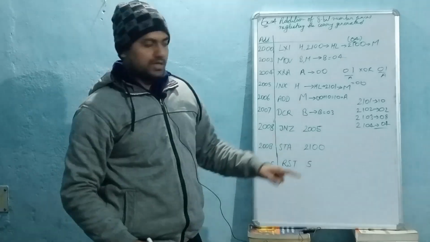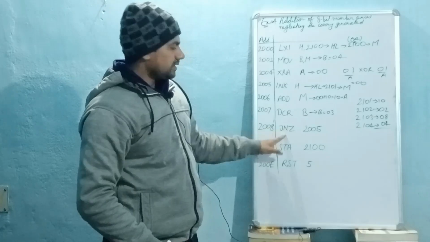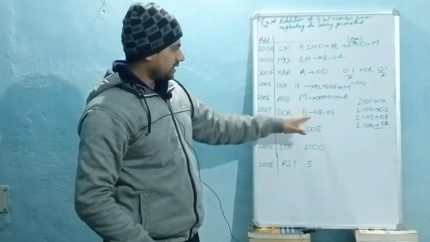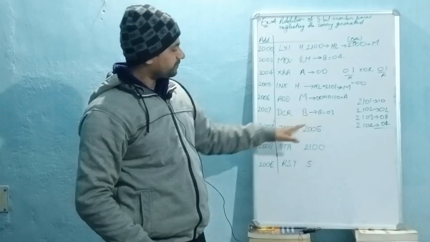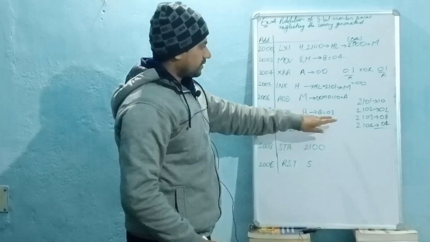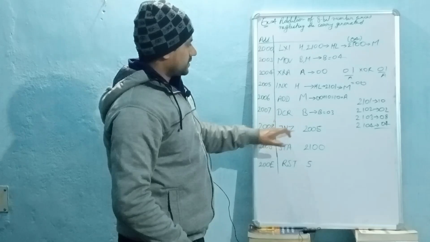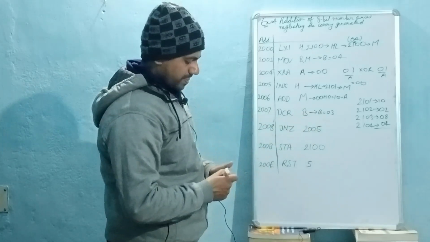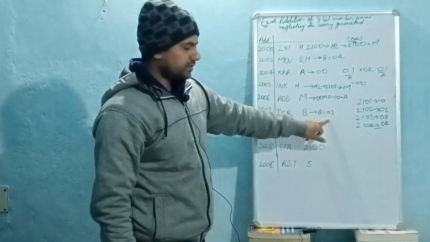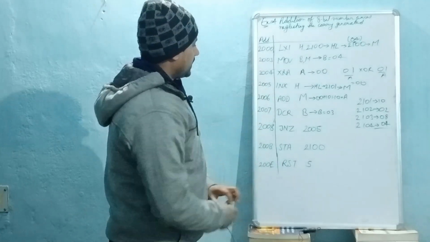Next instruction given, JNZ 2005. This instruction is jump if not 0. So what it does, it checks the content of register B right now, and if it is not 0, then in that case it jumps to the address 2005. So since register B content is 03, it is not 0, it means it will go here, at 2005.